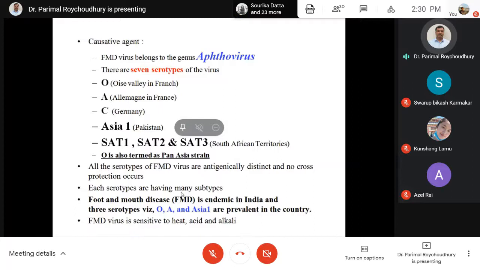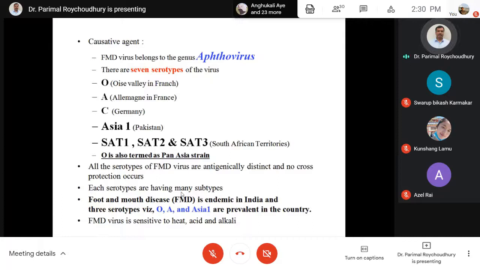But besides O, A, C and Asia 1 were also detected. However, please note this down: in India, for quite a long period, the C type has not been seen in recent times. Earlier, C was also prevalent in India, but for quite a long period the C serotype could not be seen in India. And the most prevalent strain in India is O. Asia 1 also occurs. Please note this down. This is a frequently asked question.